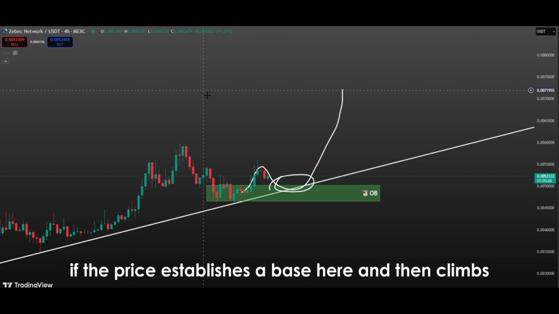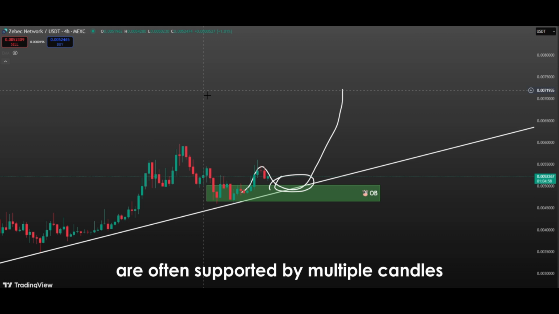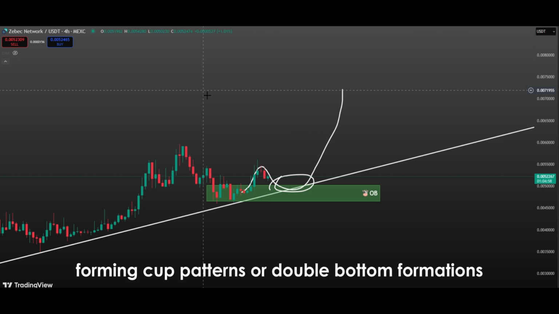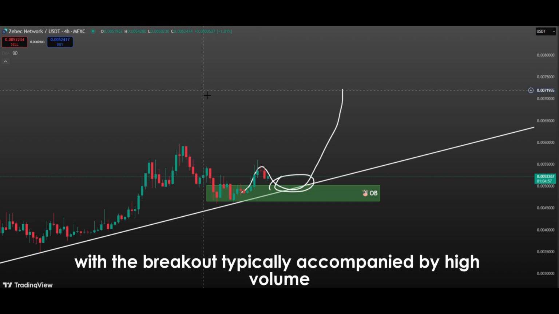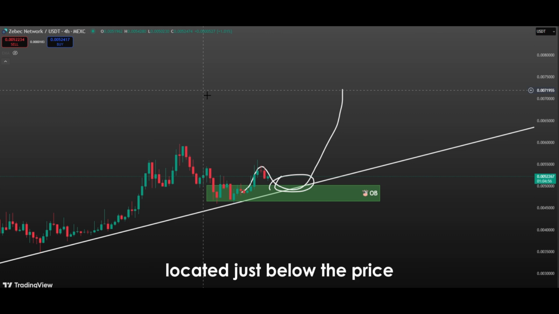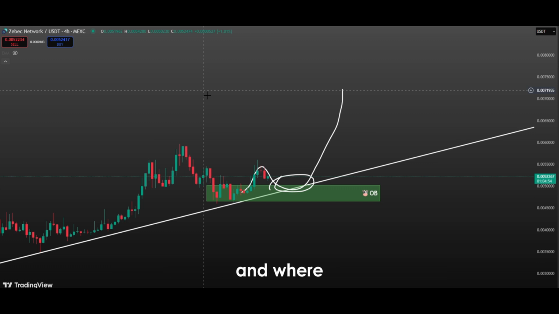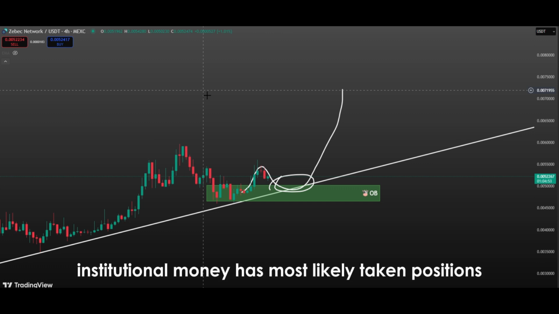If the price establishes a base here and then climbs, it serves as a much stronger signal of a trend reversal. These structures are often supported by multiple candles, forming cup patterns or double bottom formations, with the breakout typically accompanied by high volume. In conclusion, the bullish order block located just below the price is not just a technical detail, it's a key zone where investors are eyeing opportunities and where institutional money has most likely taken positions.